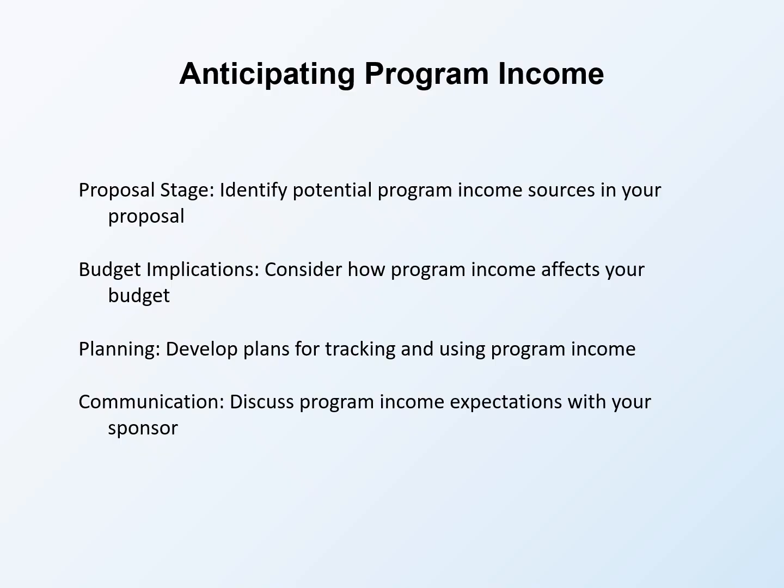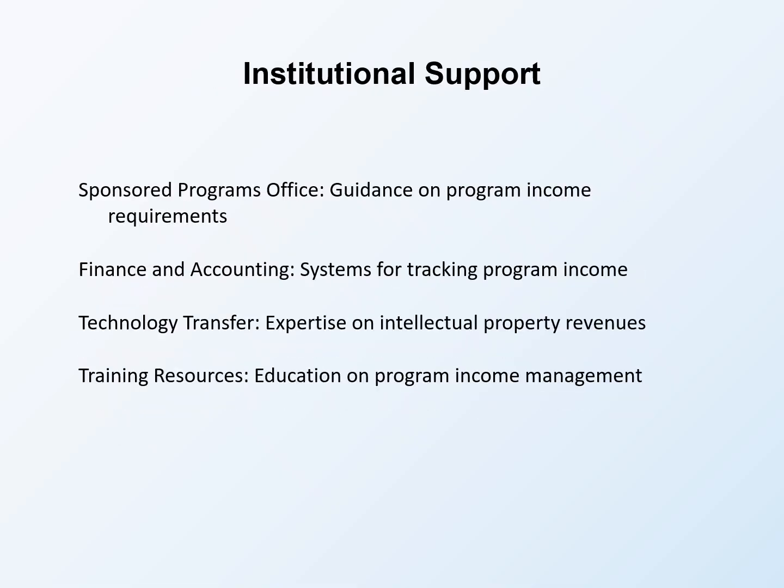Communication with your sponsor about program income expectations clarifies requirements. If significant program income is anticipated, discuss with your program officer how it should be handled. Understanding sponsor expectations before income is generated prevents misunderstandings later. Institutional resources can support proper program income management. Knowing where to find help ensures you handle program income correctly.